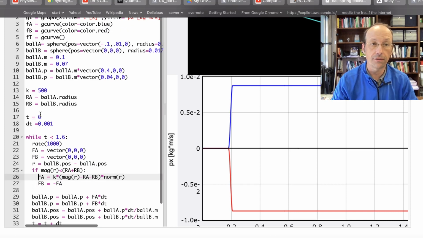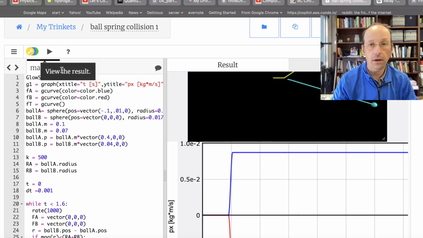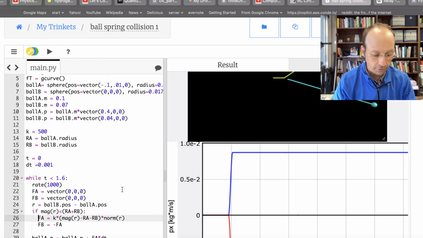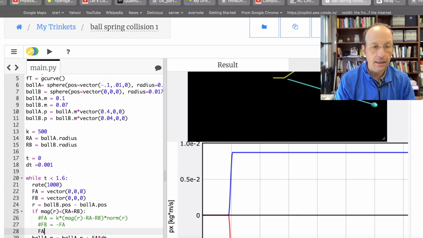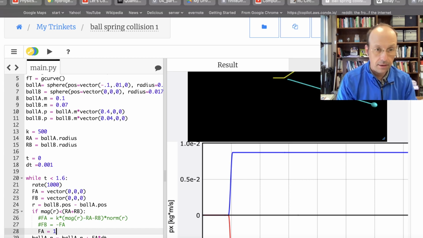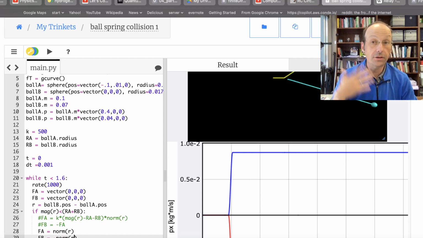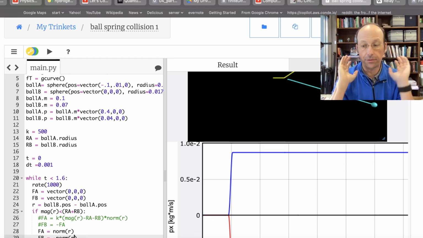If I got the direction wrong, it still works. So, no, I did, because it bounced up. Okay, so let's say FA equals some constant value, some constant force. Let's say 1, just norm R. FB equals negative norm R. So it's going to have a force of 1. It doesn't matter how much it overlaps, it's the same force.